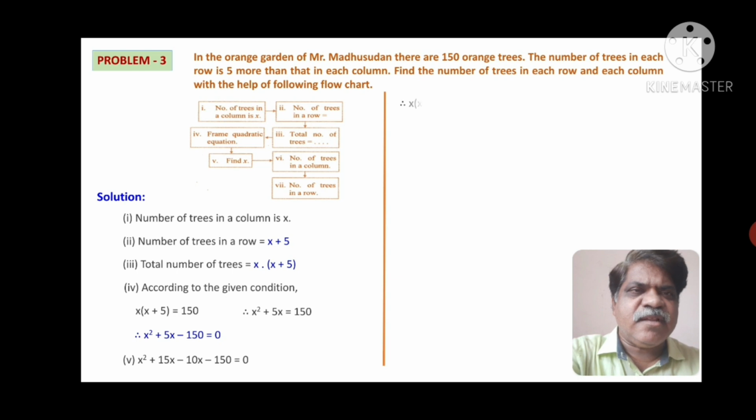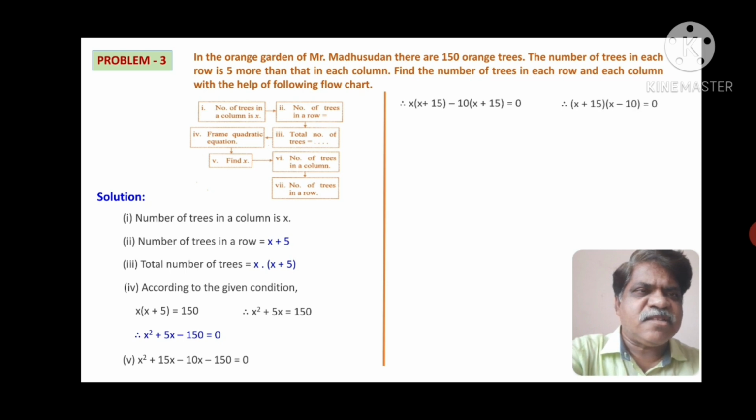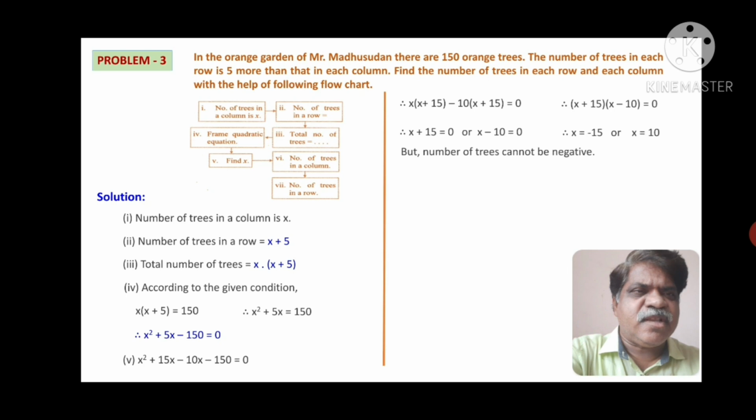Therefore, you can write now x into bracket x plus 15, minus 10 into bracket x plus 15, is equal to 0. Therefore, you will get x plus 15 in one bracket and x minus 10 in another bracket is equal to 0. Means x plus 15 is equal to 0 or x minus 10 is equal to 0. Therefore, you are getting x is equal to minus 15 or x is equal to 10. But the number of trees cannot be negative. Therefore, x is equal to minus 15 is unacceptable. Therefore, you get x is equal to 10.